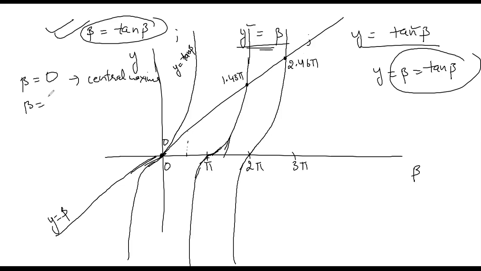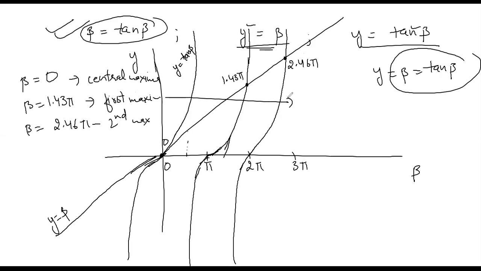Beta is equal to 1.43 pi will give you the first maxima. Beta equal to 2.46 pi would give you the second maxima. What will the intensity be at these points? Easy to calculate. I is equal to I naught sin square beta over beta square. Plug in the value of beta.